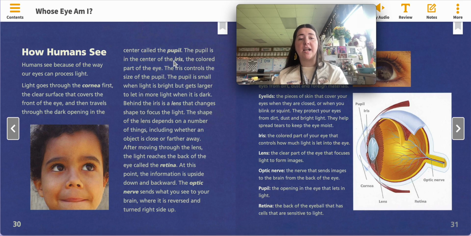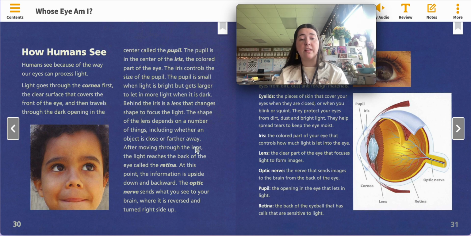The pupil is the center of the iris, which is the colored part of your eye. The iris controls the size of the pupil. The pupil is small when light is bright, but gets larger to let in more light when it is dark. Behind the iris is a lens that changes shape to focus the light. The shape of the lens depends on a number of things, including whether an object is close or farther away.